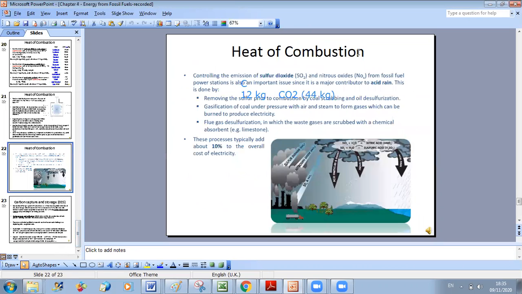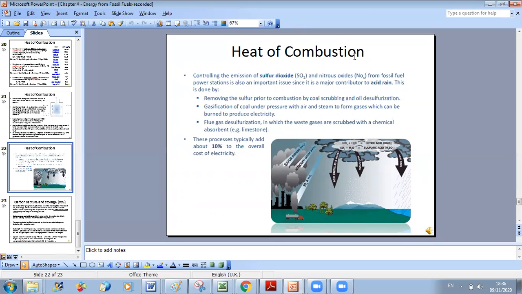Now, controlling the emission of sulfur dioxide and nitrous oxides from fossil fuel power stations is also a very important issue, since it's a major contributor to acid rain. So this can be done using several techniques. First, we can do it by removing the sulfur prior to combustion by coal scrubbing and oil desulfurization.